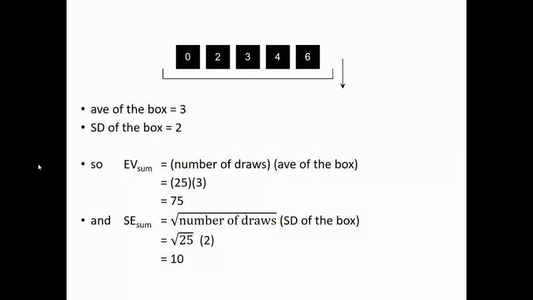The average of the box, if we were to average up these numbers, so 0 plus 2 plus 3 plus 4 plus 6 divided by 5 numbers, the average would be 3. And the SD of the box, if we put all these numbers in a list in the calculator and we found the SD, then the SD would be 2. So to find the EV sum, the number of draws is 25 times the average of the box is 3. So the EV sum should be 75. That's what we expect the sum to be. And the standard error, which is how much the sum could be off.